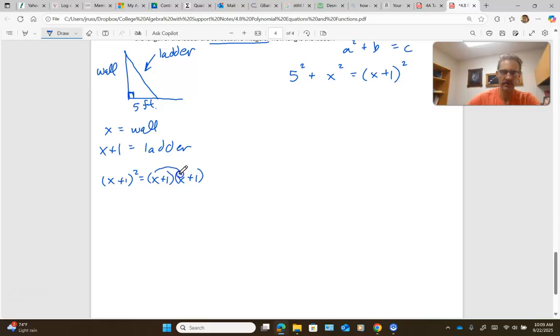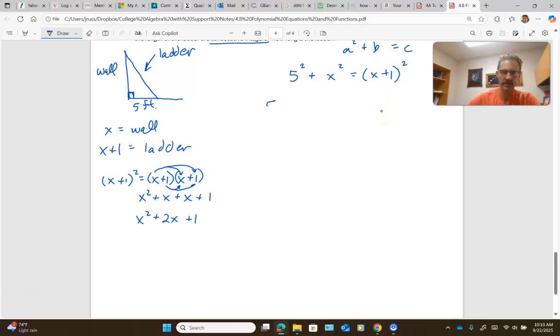So you'll say x times x is x squared. X times 1 is 1x, or just x. And then distribute the 1. 1 times x will give us another x. And then 1 times 1 will give us 1. Now we can combine those two middle x terms. So we'll get x squared plus 2x plus 1. That's what we're going to have on the right-hand side.